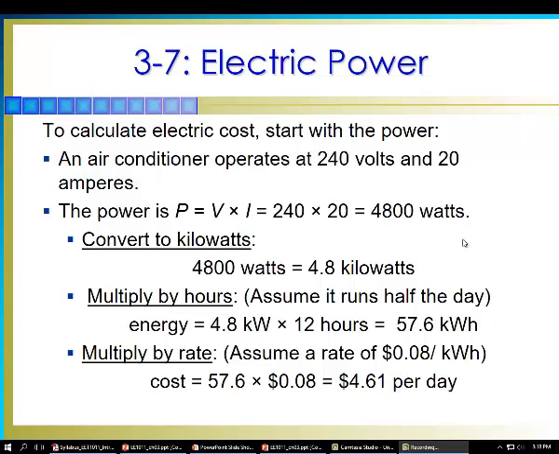Let's assume that this air conditioner runs only for half a day, 12 hours. So we multiply the power times the hours of use, and that will give you 4.8 kilowatts times 12 hours, which gives you 57.6 kilowatt hours. That is what the power company uses to calculate your bill. So for that AC, if the kilowatt hour costs 8 cents, then you will be paying $4.61 per day for the AC to be on for 12 hours.